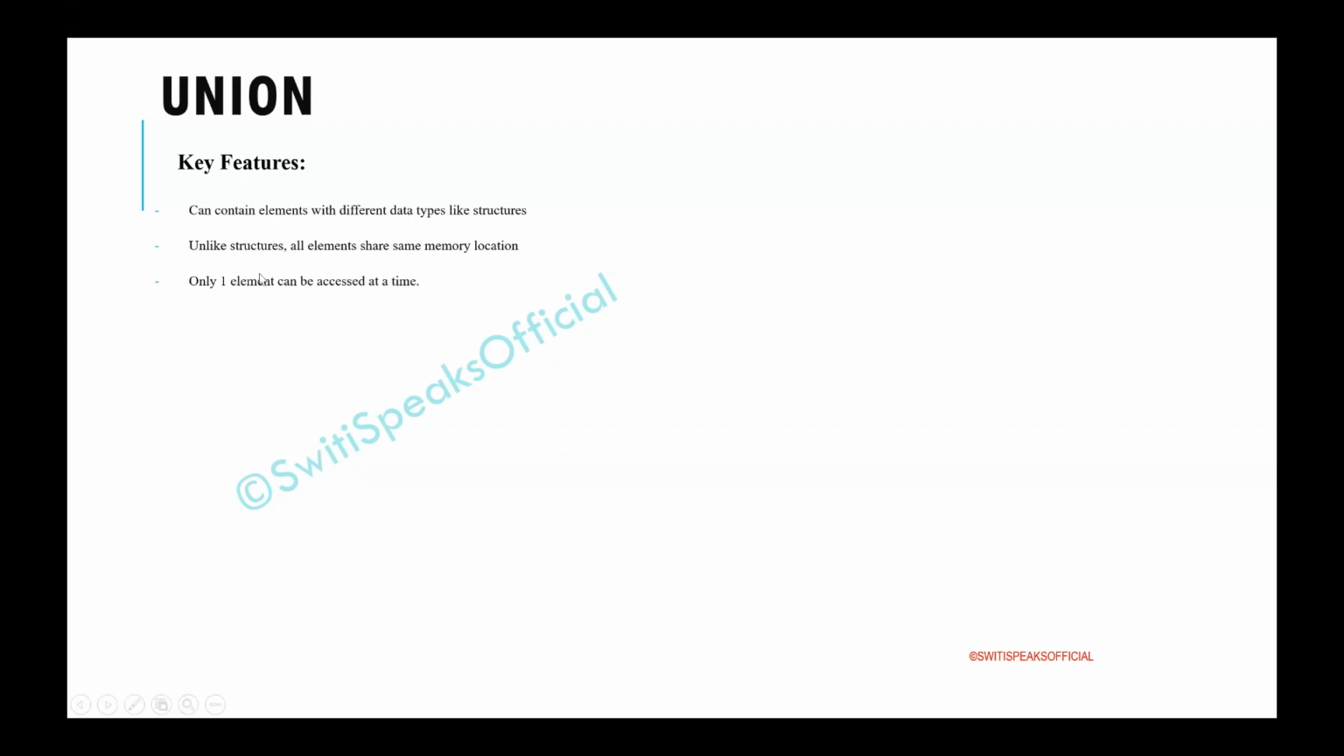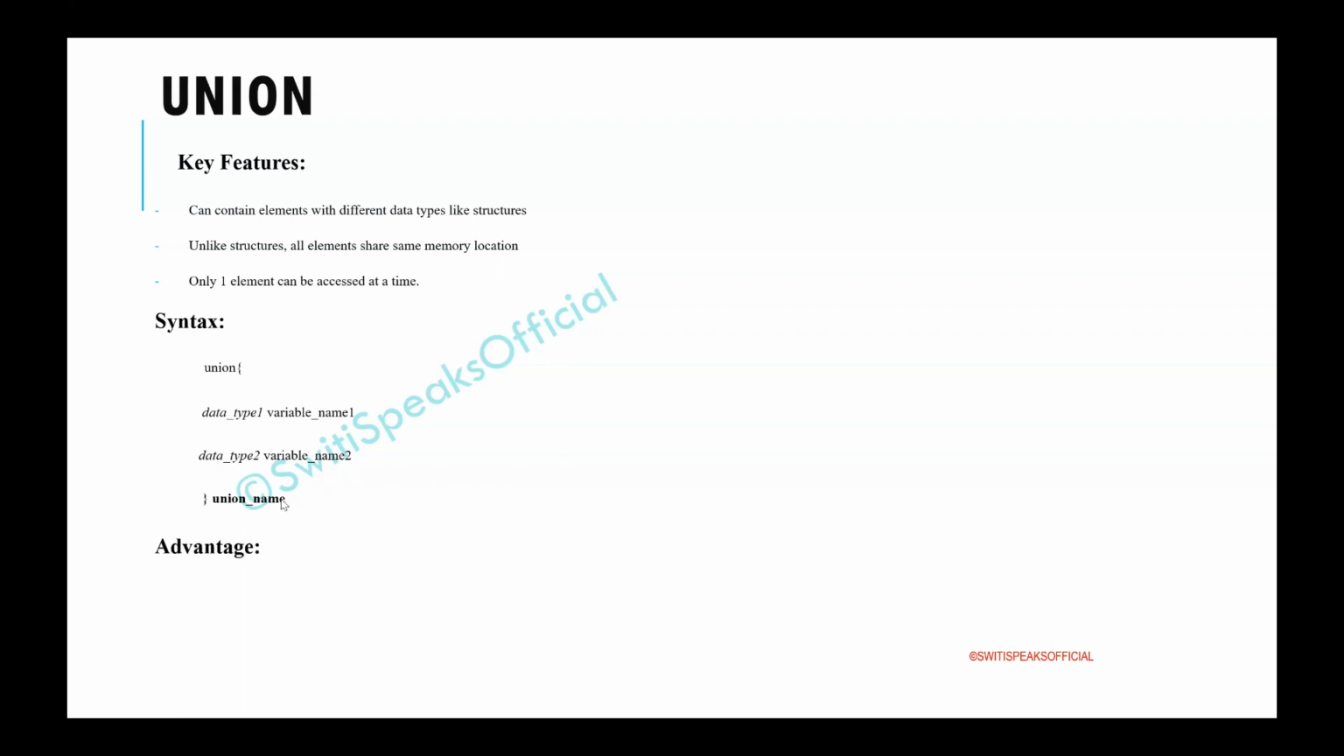Since only one element can be stored at a time, only one element can be accessed at a time in case of union. Let's see the syntax. You use the keyword union. Inside that you can have variables with different data types. I have data type 1 variable name 1. Then I have a variable with different data type 2 variable name 2. And then I give the name of the union.